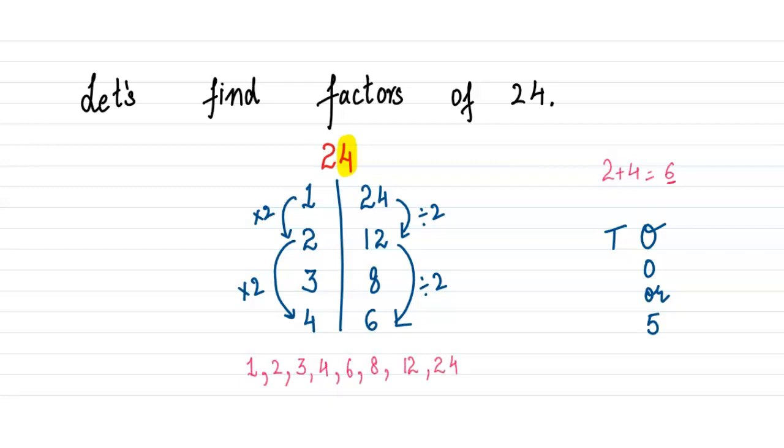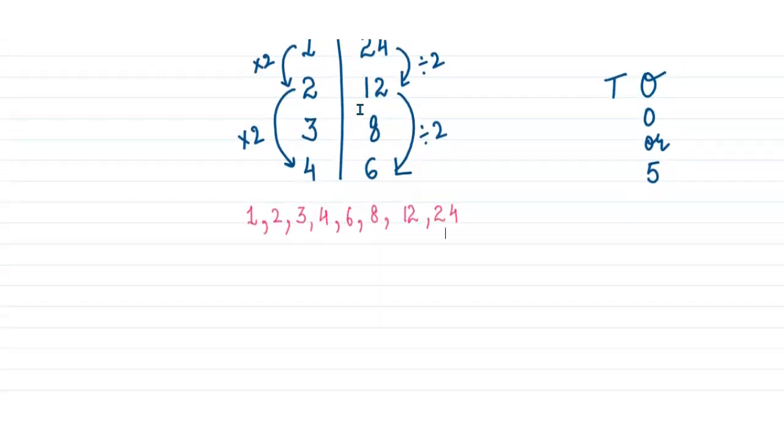Now, any guesses? What would be the factors of 48? Now 48 is double of 24. So can we guess the factors of 48? I think 1 would be there and 48 would be there. All these factors would be there. What other extra factors do you think should be there?